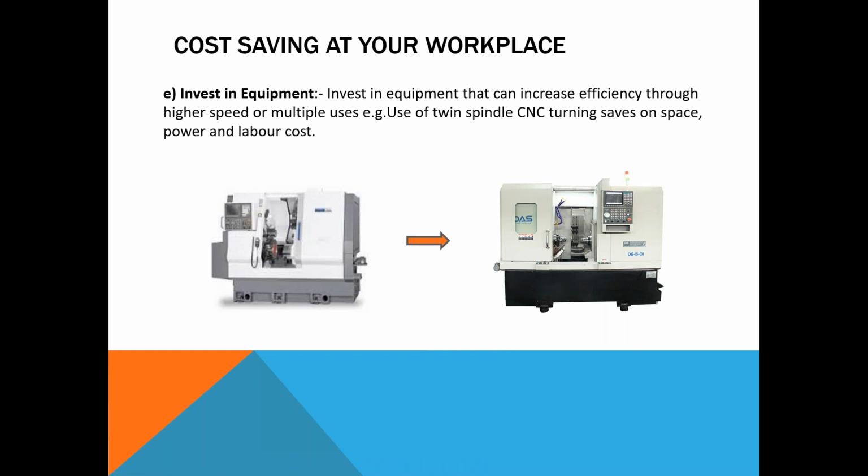Cost saving at your workplace with investment in equipment. See, you have to invest in equipment which gives you increased efficiency through higher speed or multiple uses. See, on the left hand side, you can see a single spindle machine here, which has been replaced by a twin spindle machine, which does double the work. For the same manpower or same floor space, both operations are being done. So this is a combining of operation, and this gives you a lot of saving.